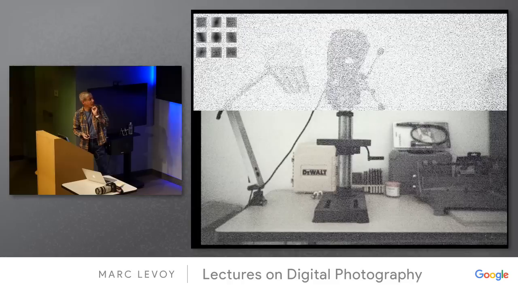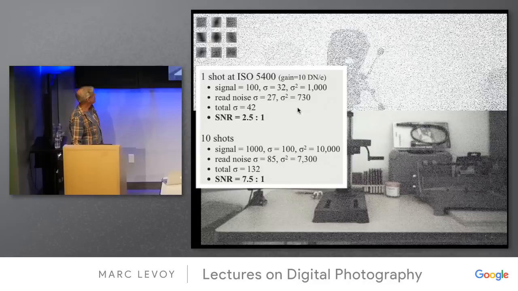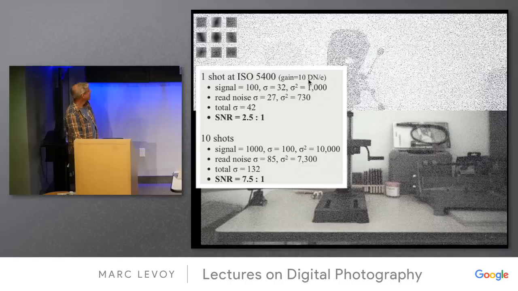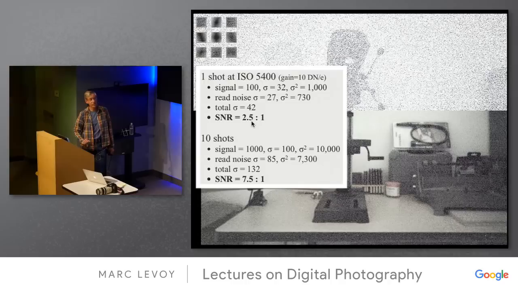So now that we have the noise formula, it's fun to look at this. So one shot at ISO 5400. So this is on the Nexus 6P. And I won't bore you with all the details about how I did this computation, but there's a variance, the square root of which is the standard deviation. The way the formula works is you should add these variances and then take the square root. And so that produces 42 relative to the signal of 100, and that's a signal-to-noise ratio of 2.5 to 1. I'm doing nothing more than applying the formula that I just gave you.